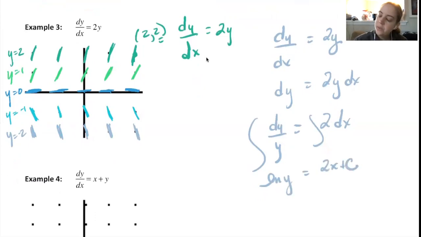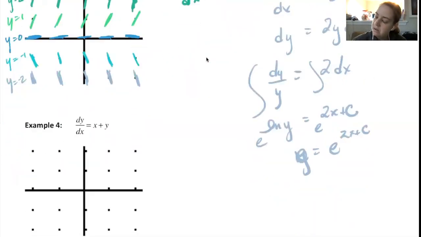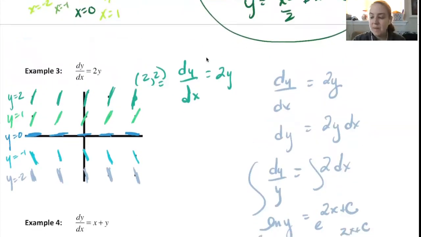If I solve for y, I'm going to take e on both sides. So y is equal to e to the 2x plus c. And we talked about that plus c yesterday, that y is equal to c e to the 2x. That's that PERT formula. That's exponential growth. So can you imagine an exponential growth curve in here? It's possible. So say it looks like this.